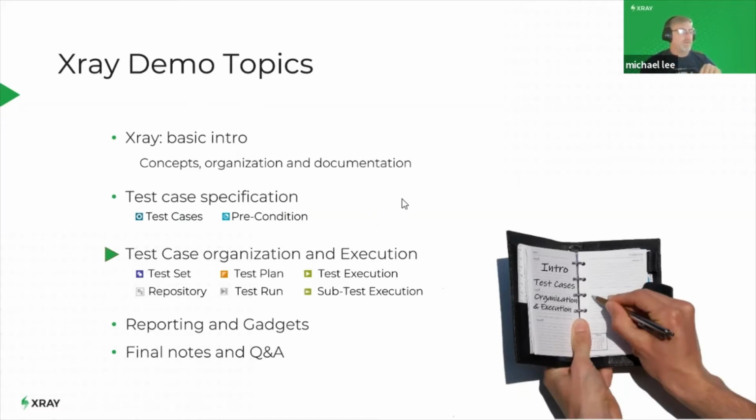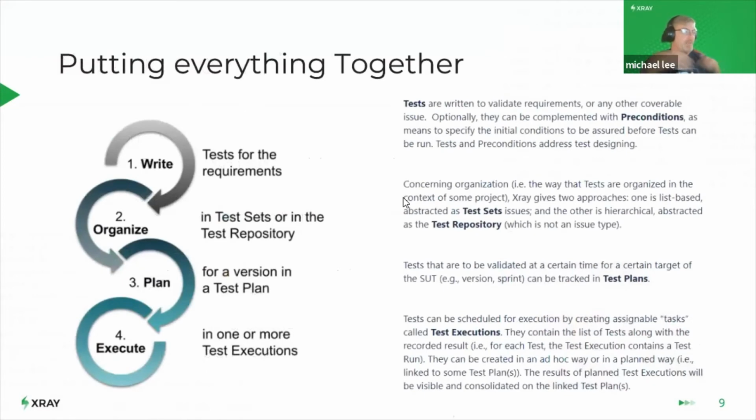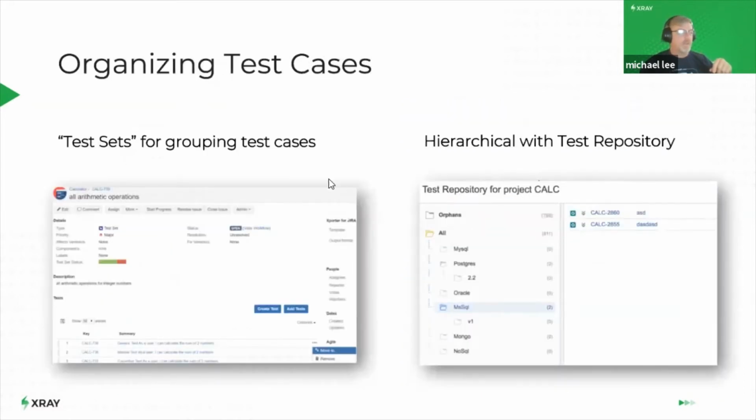We have a number of ways we help you do that. This is kind of what I was just talking through. I didn't change the slide. So we write the test. Now we're going to go through the organization part, where we use test sets and test repositories to organize those basic tests. Then we'll put them into a test plan. Once we have those test plans, we can create the test executions and complete those executions. And then we can record and show you the reports based on that execution data.